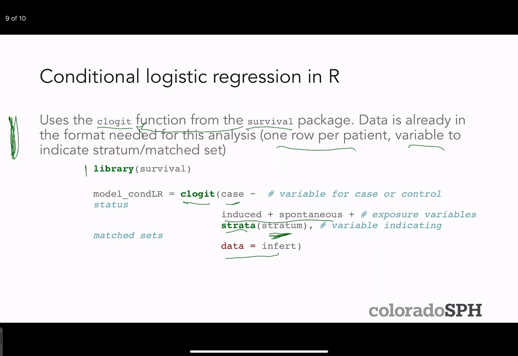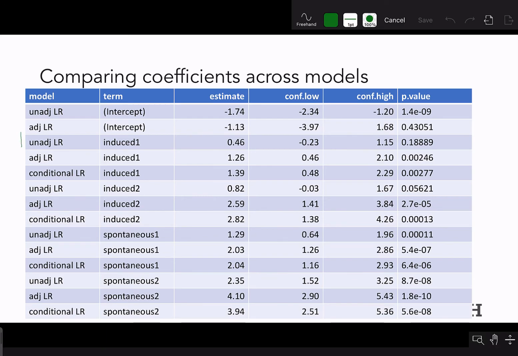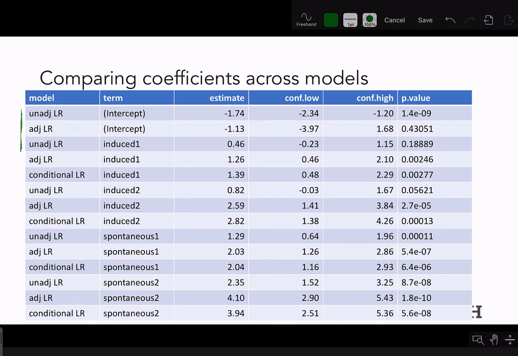And then I also collected the coefficients from this model into that same table that I showed you before so we can compare across the three different models. And the first thing I want to draw your attention to here is that we have an intercept term for both the unadjusted logistic regression and the adjusted logistic regression, but we don't have one for the conditional logistic regression. And that's because, as you saw in the way that the conditional logistic regression was derived in the previous lecture, we will not have an intercept term for this type of model. However, we can compare across the other three types.